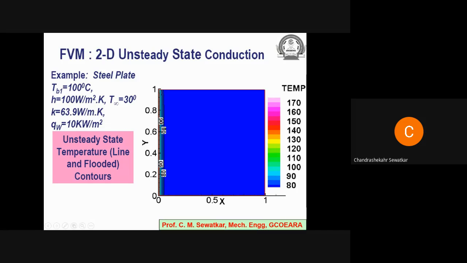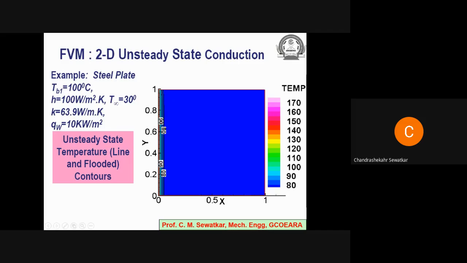Here the solution is captured at a particular time instant, and the solution is with the boundary condition TB1 is 100 degrees Celsius. That is, this boundary is at 100 degrees Celsius. At the top boundary, H is given to you and T infinity is given to you, 130 degrees Celsius. The thermal conductivity is given to you, that is 63.9. And here we have QW, that is a constant heat flux is supplied, which is 10 kilowatt per meter square, and the bottom is insulated.